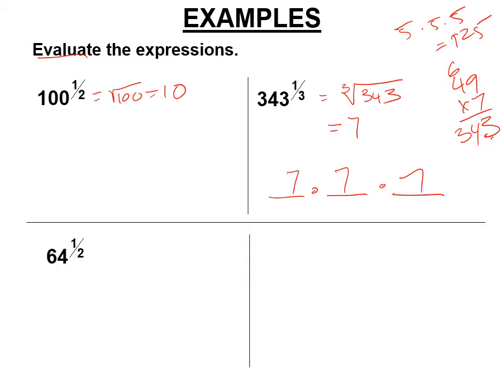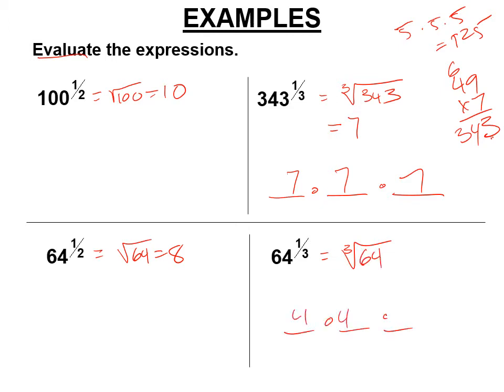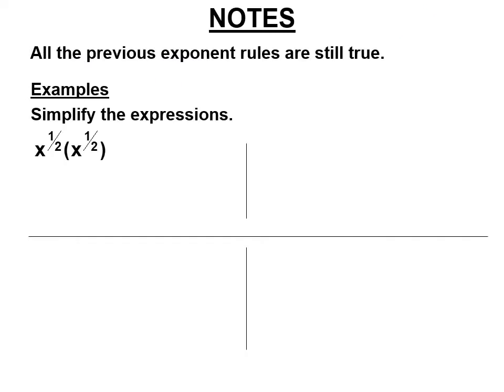64 to the 1/2, that's the square root of 64, which is 8. 64 to the 1/3 is the cube root of 64. Blank times blank times blank is 64, right? It has to be 4. So 64 is both a perfect square, because it has a square root that comes out as a whole number, and a perfect cube, because it has a cube root that comes out as a whole number. Right? This is always true in math. We rarely say the word exception in math. It's usually with something with 0, right?